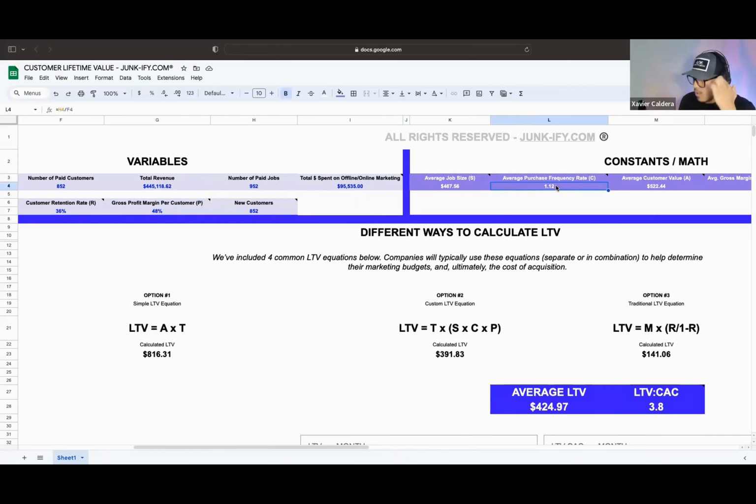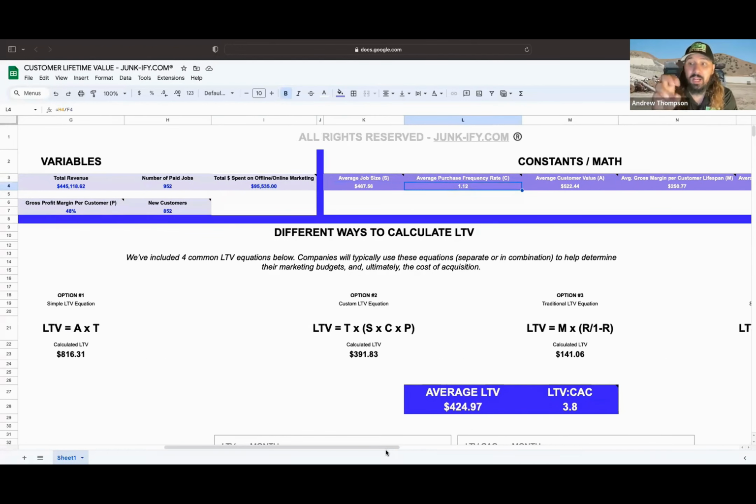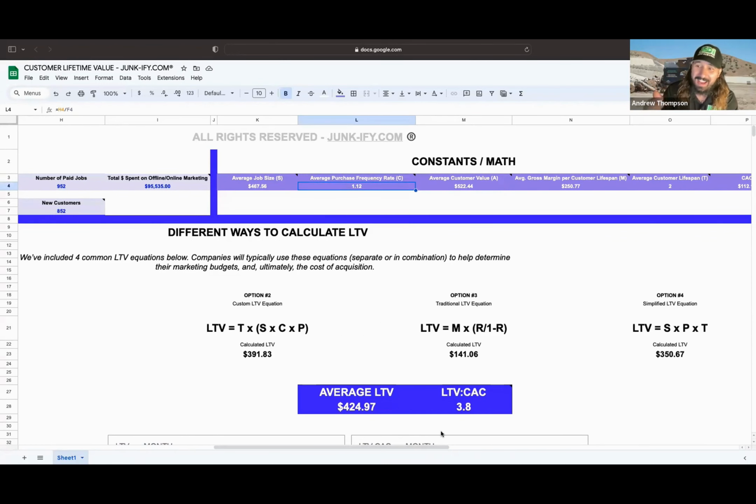and then you have a 1.12 frequency rate. Quick question for you. In short, that's kind of like your repeat customer rate. Correct. They come back 1.1 times. Cool. Yeah, and that's another important number I wish I could have on my dash.